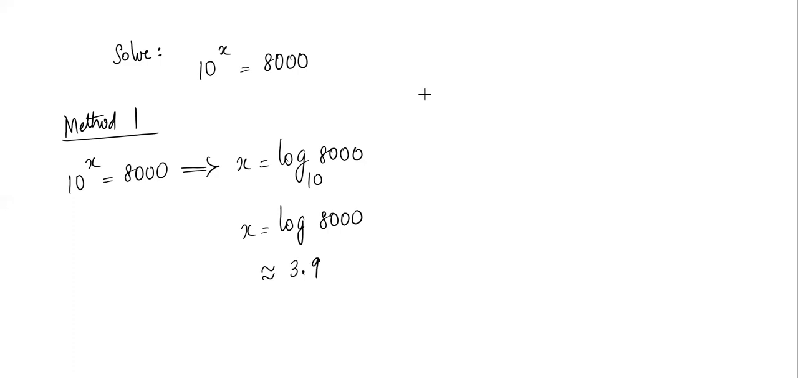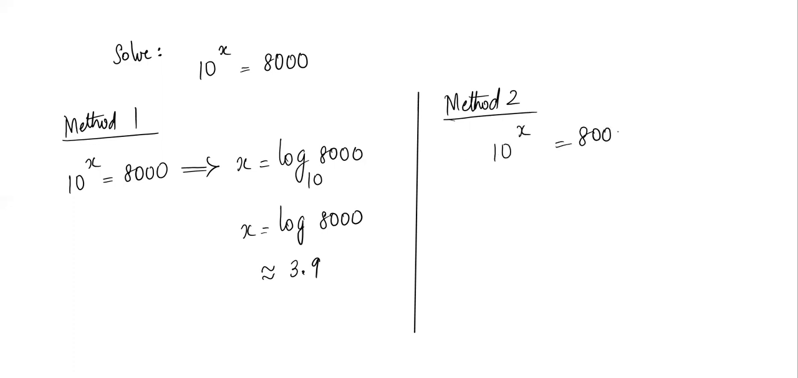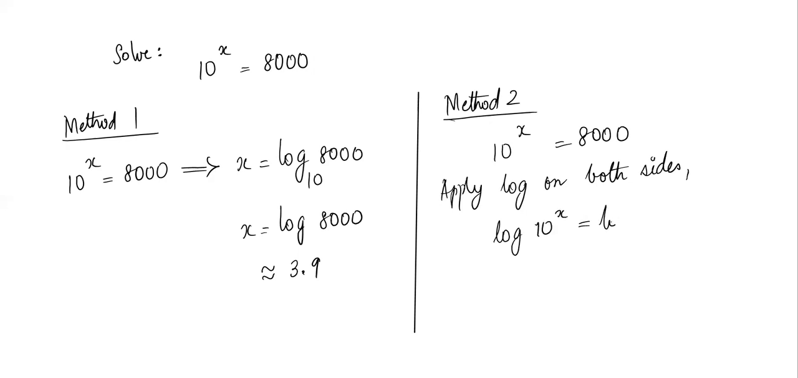And let's also quickly do method 2, because it's a good practice. Apply log on both sides. So now you have log 10 power x equals log 8,000. And then bring the x down. That's the whole purpose of applying the log, to be able to bring the variable down so that you could isolate the x.